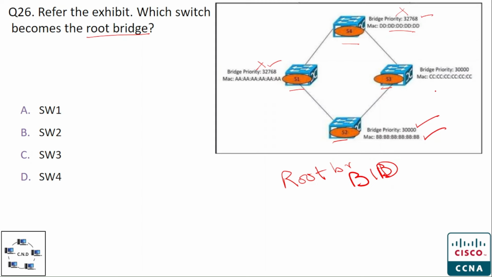So here we have a tie, and when the priorities are the same, we decide the root bridge based on the lower MAC address. Switch 3 has the MAC address of CCC, all Cs, while switch 2 has the MAC address of BB. So BB is lower than CC. That's why our root bridge will be S2. So the correct option is switch 2.